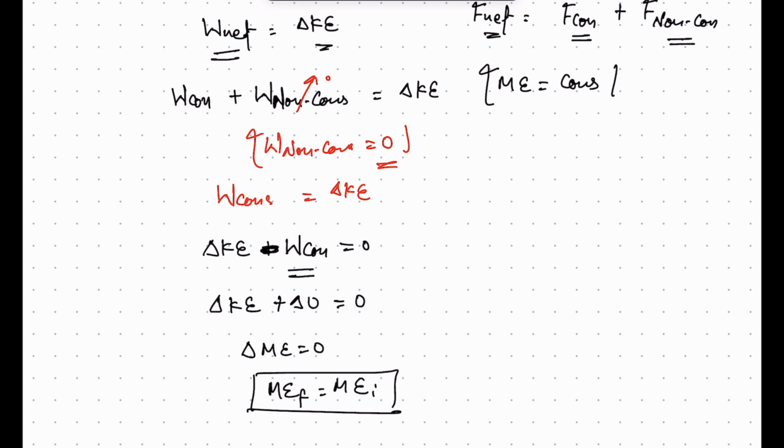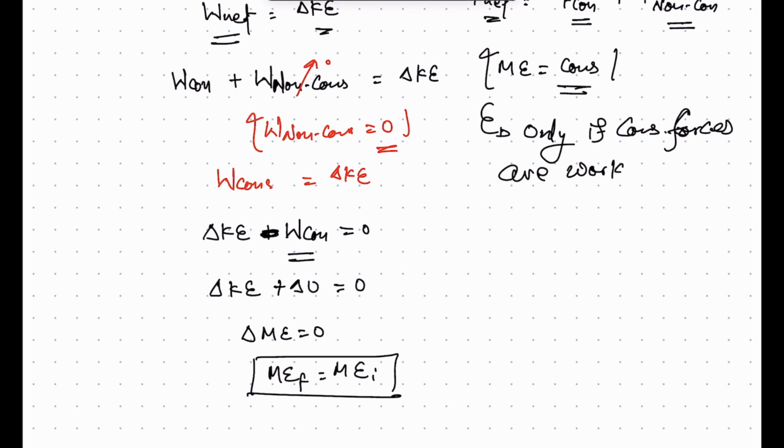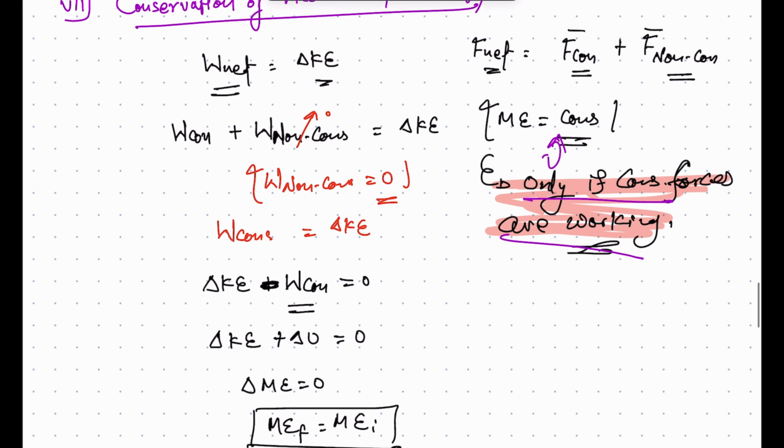But for this one there is a condition. The elementary condition is that only conservative forces are working. There may be non-conservative forces, but they should not do any kind of work. Then we can say mechanical energy is conserved. Otherwise, it will not be conserved. This is a required condition for this. Keep that in mind.